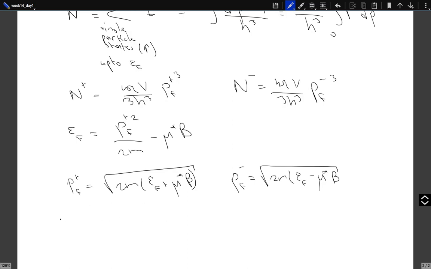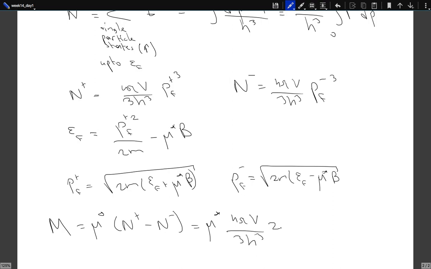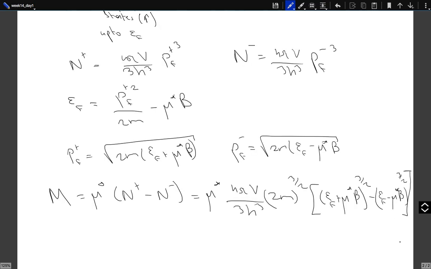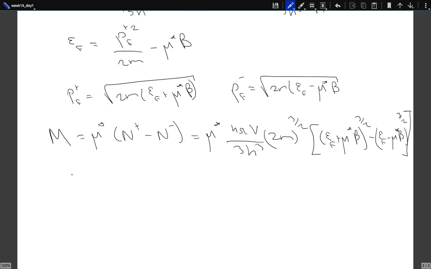So the magnetization of the system then just turns out to be mu star times (n plus minus n minus), which is mu star 4 pi V over 3h cubed times 2m to the power 3 halves times [(epsilon F plus mu star b) to the power 3 halves minus (epsilon F minus mu star b) to the power 3 halves]. This is our magnetization at zero temperature. And, well, we can take the small b limit.